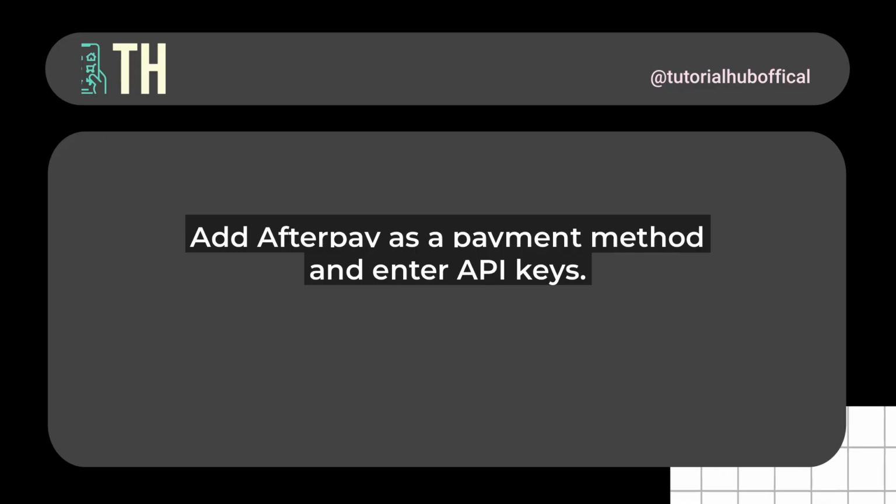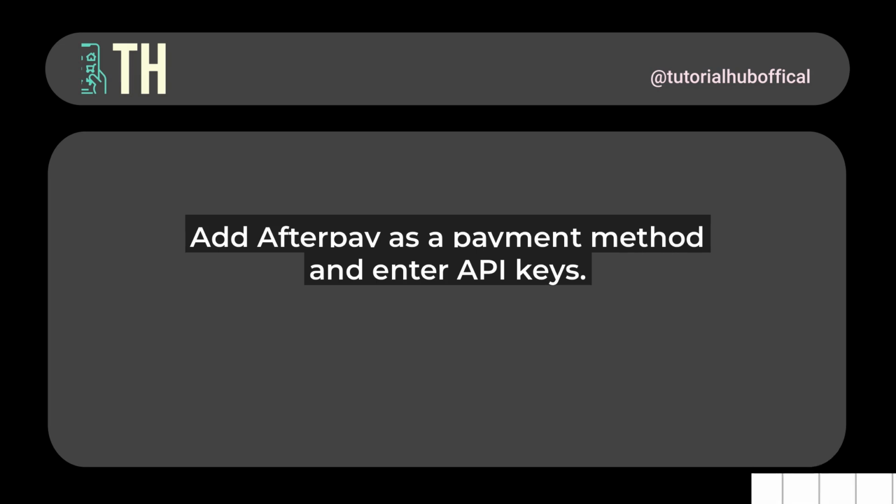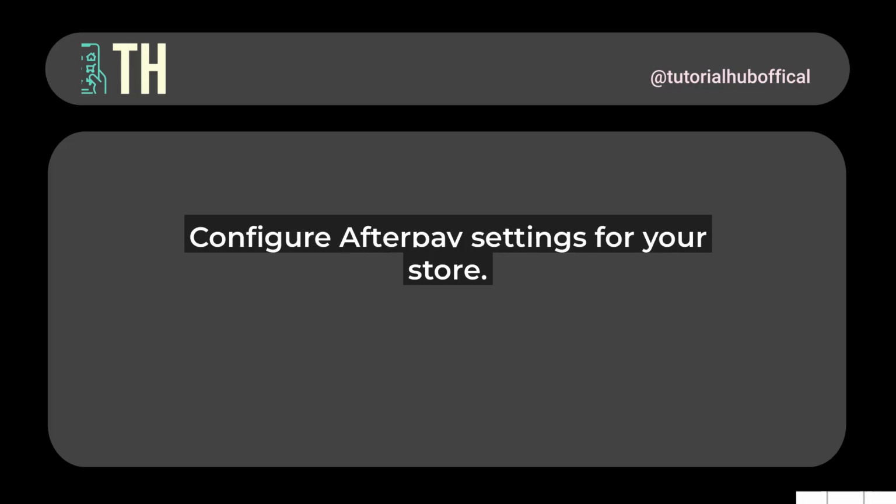You'll need to enter your Afterpay API keys, which you can find in your Afterpay dashboard. Make sure to double-check these details to avoid any errors. Next, configure the settings. Choose whether Afterpay should be available for all products or just specific ones, and set any limits based on your store's policies. Don't forget to review the eligibility criteria, like minimum and maximum order values.